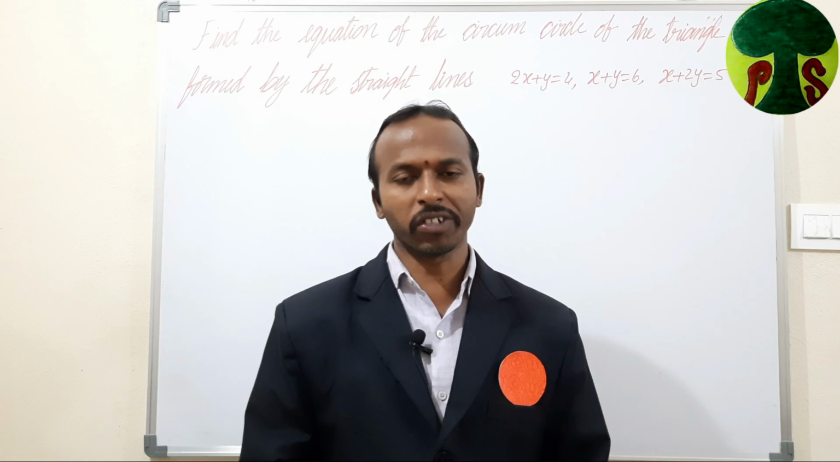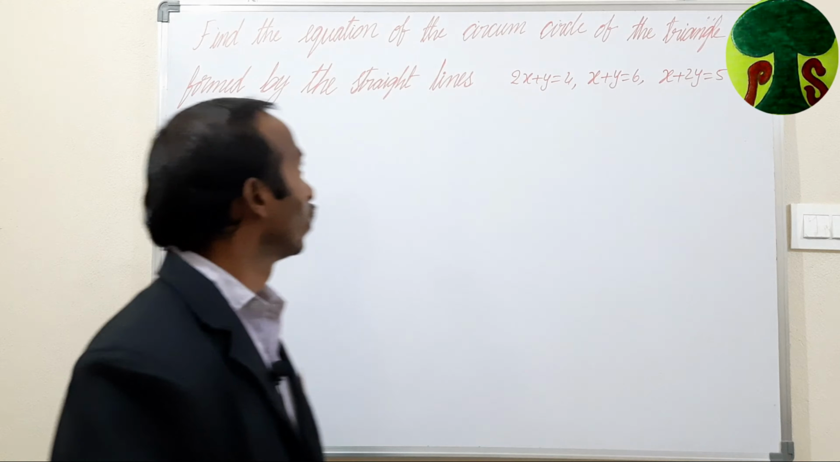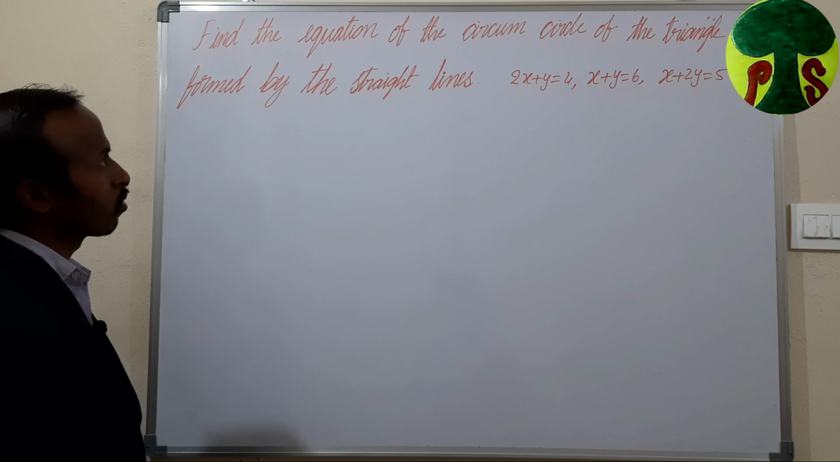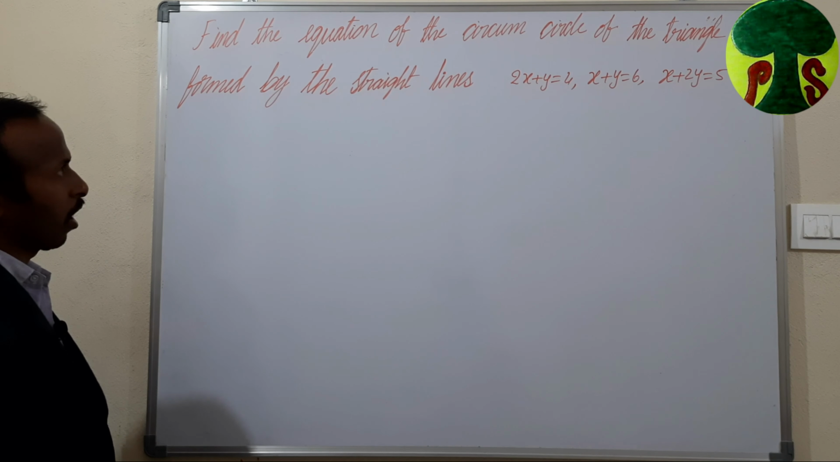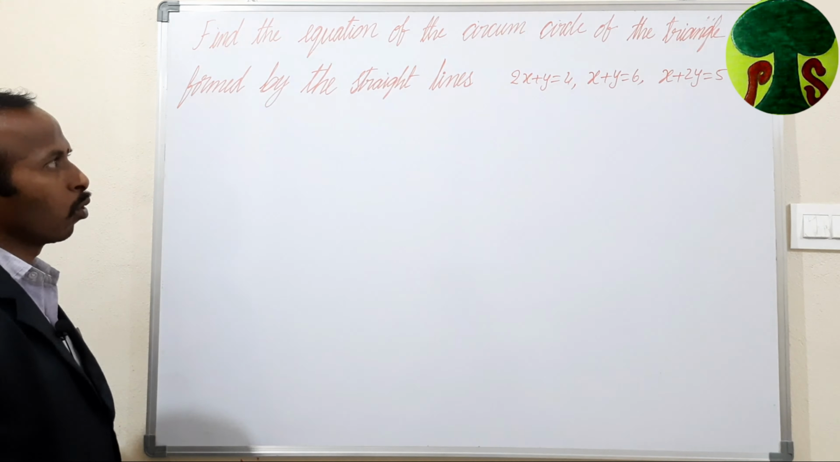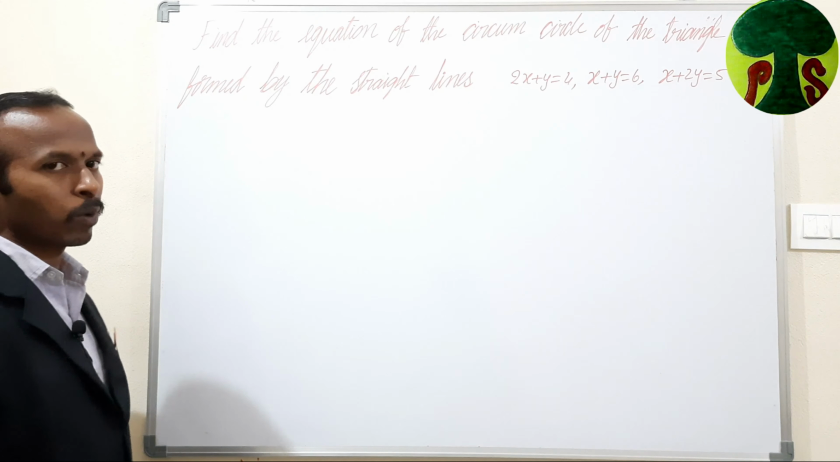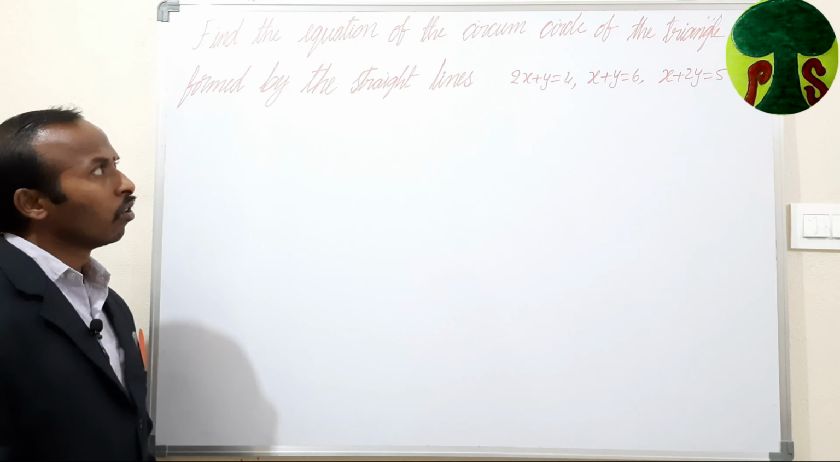The first question is on the screen. Let's see the question. Find the equation of the circumcircle of the triangle formed by the straight lines 2x plus y equal to 4, x plus y equal to 6, x plus 2y equal to 5.